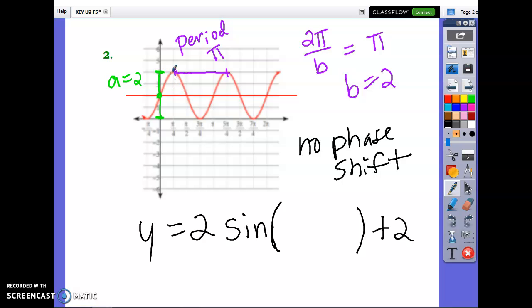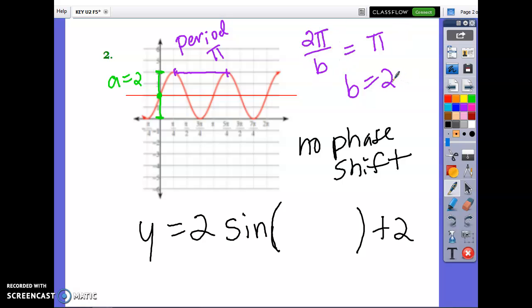So we just find 2 points. I picked the high points again, and it's really hard to read these, but it looks like 5 pi over 4 minus 1 pi over 4 gives us 4 pi over 4. So that period is pi. Well, normally the period for the cosine or sine for the parent function is 2 pi, and that's divided by B. So 2 pi divided by B gives you pi.